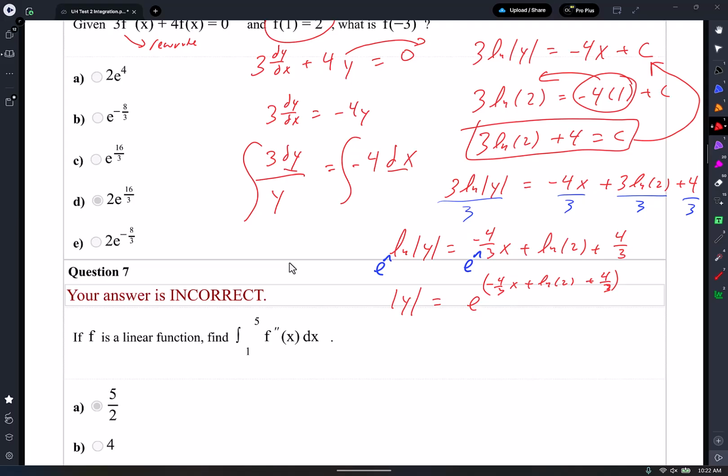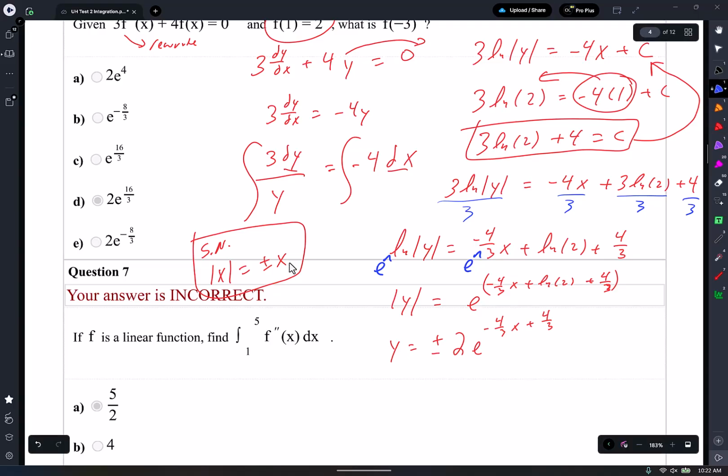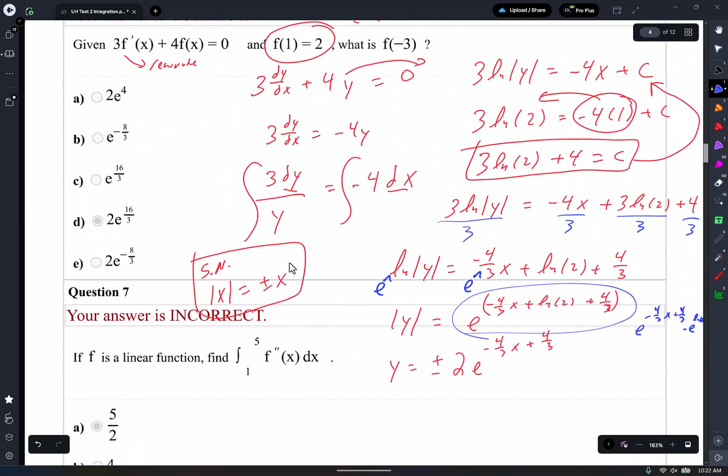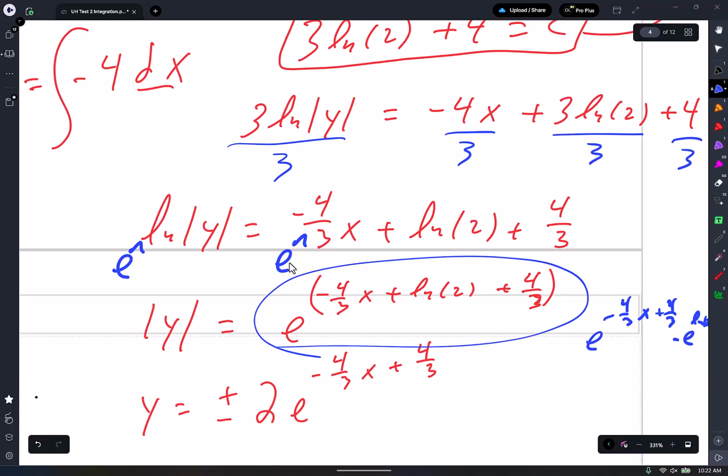I get rid of the absolute value by putting a plus minus in the front. Side note: absolute value of x equals plus minus x. That's my side note. Plus minus 2e to the negative 4/3 x plus 4/3. Is anyone confused by that? Remember the law of exponents? This is the same thing as saying e to the negative 4/3 x plus 4/3 times e to the ln of 2. And e to the ln of 2 is just the same thing as 2.